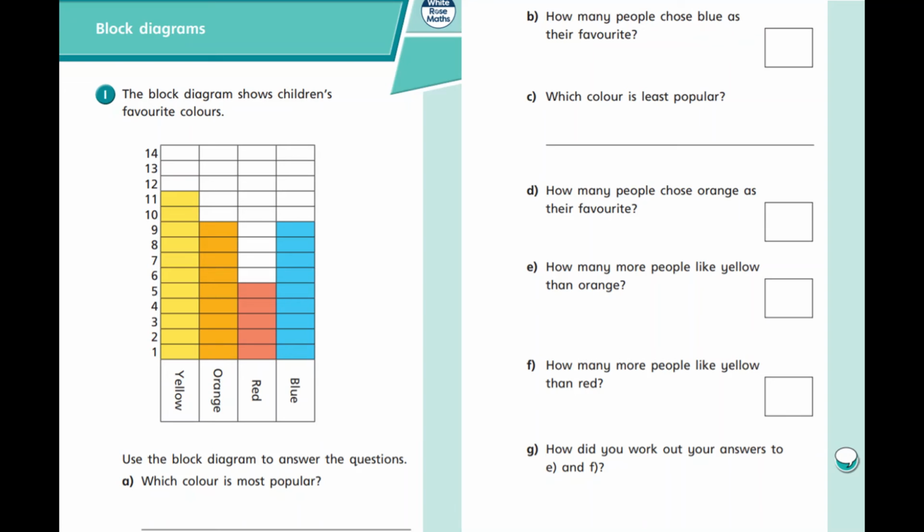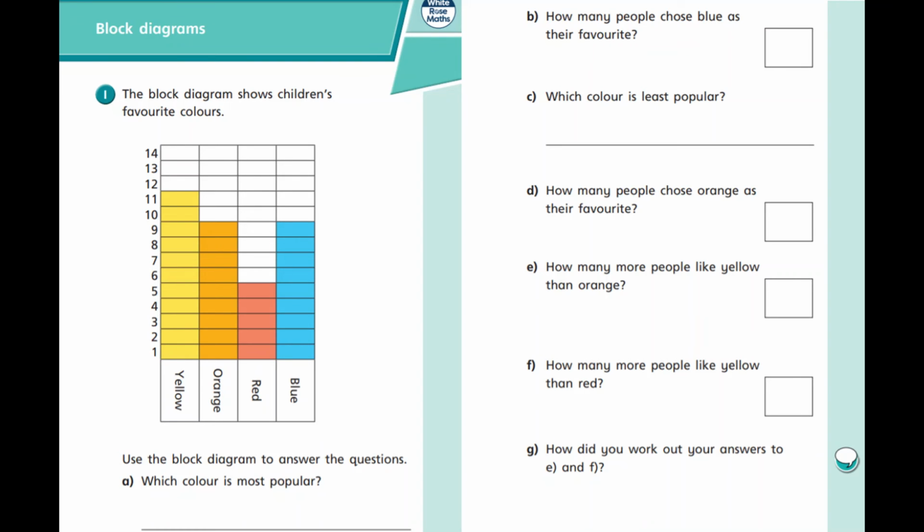So this is our bronze sheet today. The block diagram shows children's favourite colours. So they have yellow, orange, red and blue. Use the block diagram to answer the questions below. So remember, the colours are there to show you what they are looking at, and then the numbers are to show and represent how many the children's favourite colours are. So use that to help you and go from top to bottom if that helps you best.